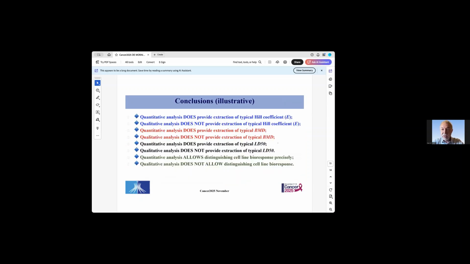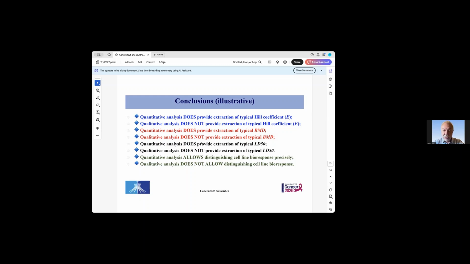And I would like to end my talk just emphasizing some points. The first point is quantitative analysis does provide extraction of important parameters. For instance, if you are using the Hue model, qualitative analysis is no way to extract any of those parameters. So quantitative analysis provides extraction of typical dose, like benchmark dose, and qualitative analysis is very difficult.